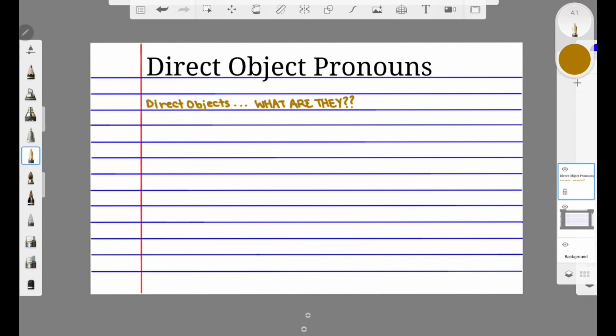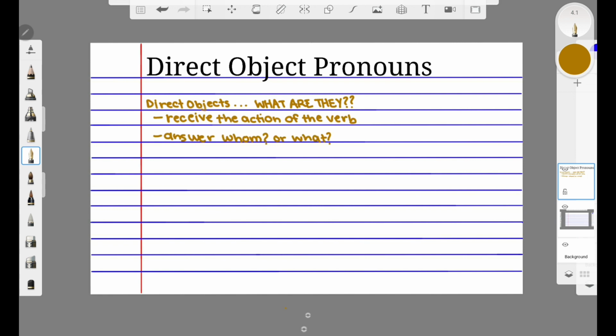Direct objects, what are they? For a detailed explanation, go rewatch our direct objects video, but we are going to be doing a little bit of a recap of direct objects in English, and then we can translate them into the Spanish direct objects, and then we'll start talking about direct object pronouns in Spanish. So a lot of different parts that we have to cover before we get to the essence of this video.